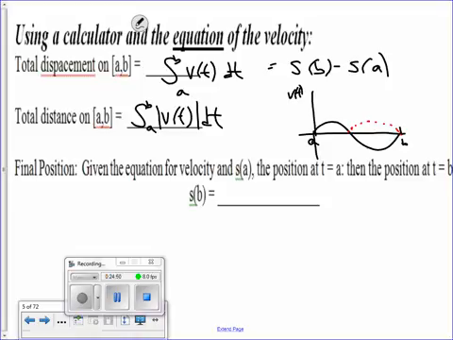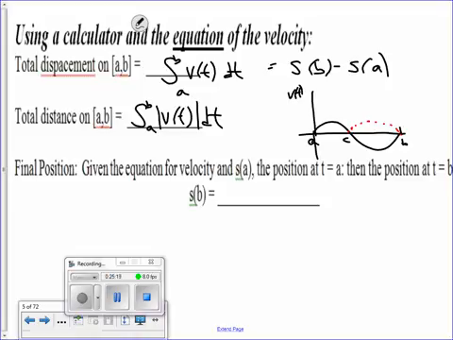If you don't have a calculator, then you have to find out when the velocity is 0 and do them separately. Integrate velocity from a to this value, okay? And that'll give you how far it goes to the right. And then when you integrate from c to b, the velocity, you're going to get a negative value. So you could just subtract that. And that would give you the total distance.